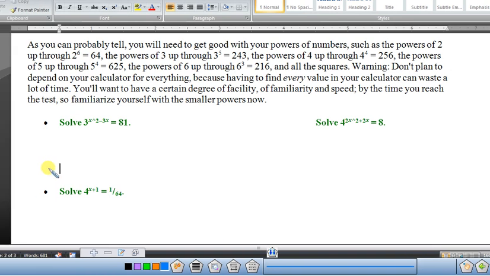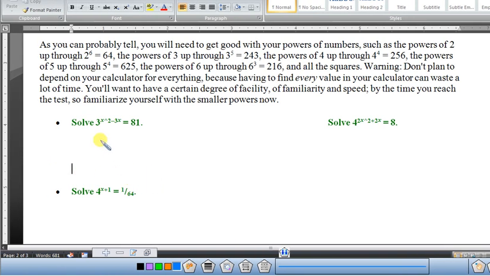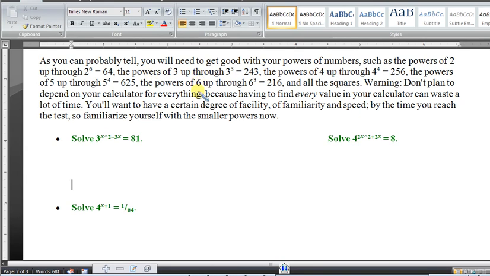In this particular problem, we have maybe some more advanced type questions. Again, all this is saying is that you just need to become familiar with your bases and your exponents so that you can make these conversions and recognize them. In this case, we have 3, and I know this doesn't look like it, but it's x squared minus 3x, that's the power, is equal to 81. Well, 81 happens to be 3 to the 4th.